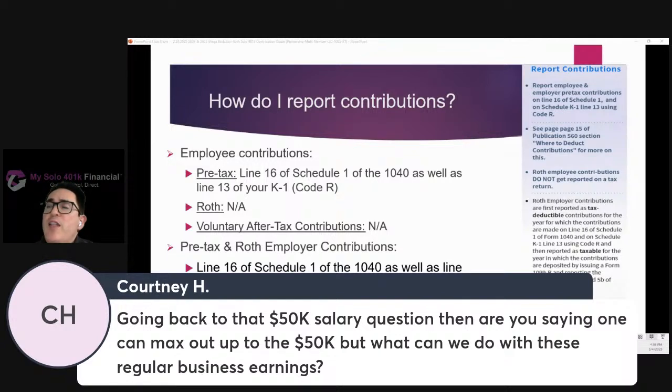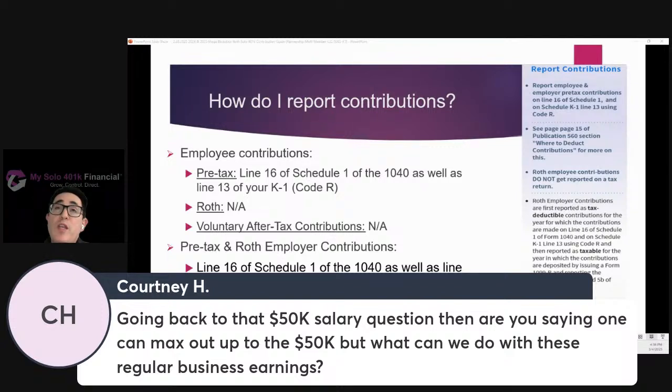Going back to the $50,000 salary question, are you saying that one can max up to 50,000, but what can we do with these regular business earnings? So what I'm saying is that you cannot contribute more than 50,000 because you can't save more than your earned self-employment income. Now, if the wages are 50,000, got to look at the different buckets, right?